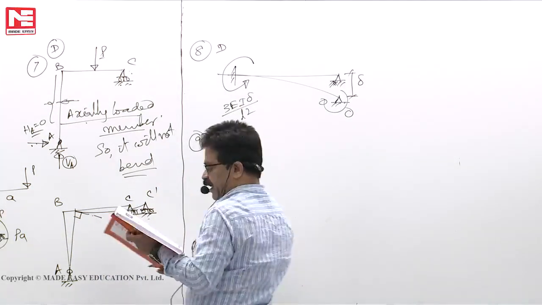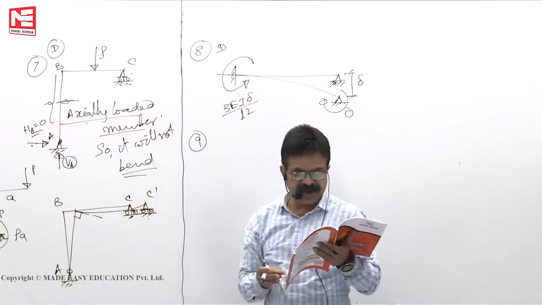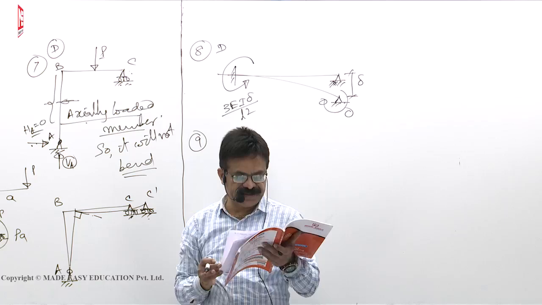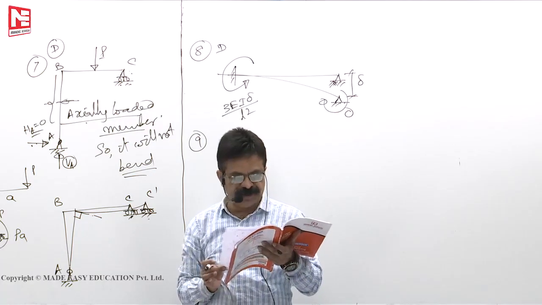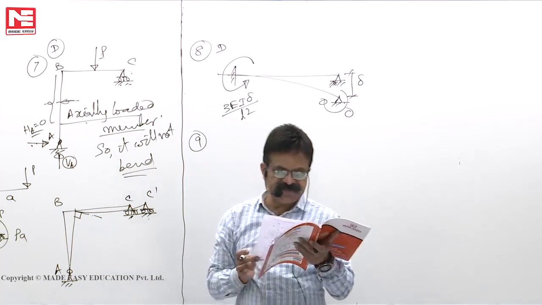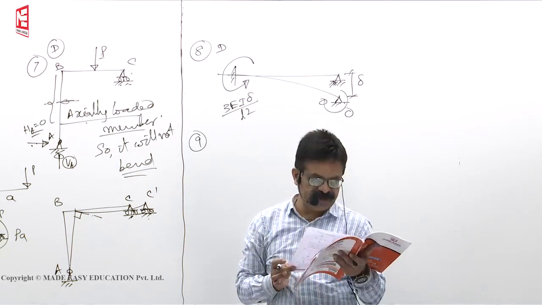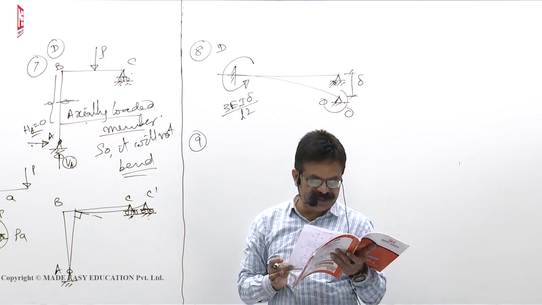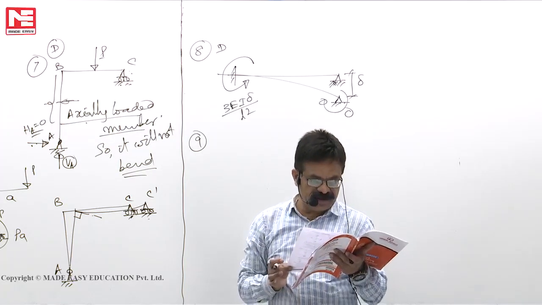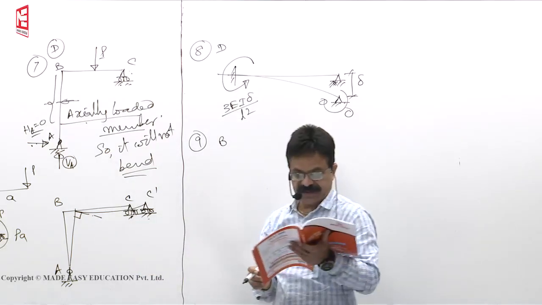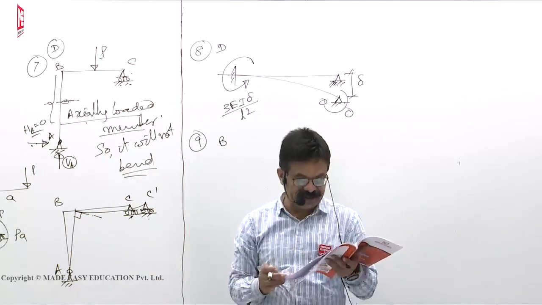Ninth one, identify the false statement from the following pertaining to methods of structural analysis. False statement, you have to take it. Influence lines for stress resultants in beams can be drawn using Muller's principle. Correct. Moment distribution method is a force method. Wrong. B is the wrong one because it is a displacement method.